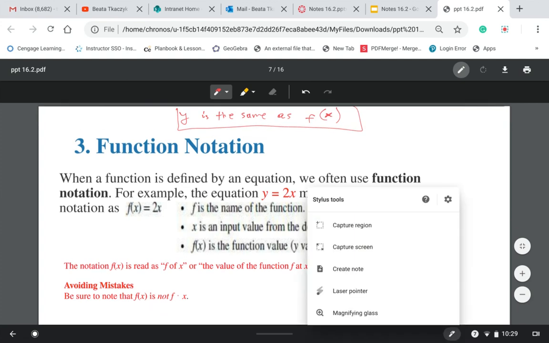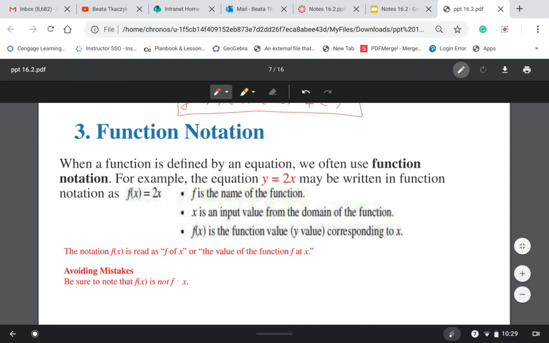On this slide, I wrote that when the function is defined by an equation, we often use function notation. For example, the equation y equals x may be written using function notation as f of x equals x. The y is replaced by f of x, so it's the same meaning. We know f of x is technically y, but when we use function notation, we read it as y is a function of x. And that f just tells you that f is the name of the function. It can be g of x, it can be h of x.